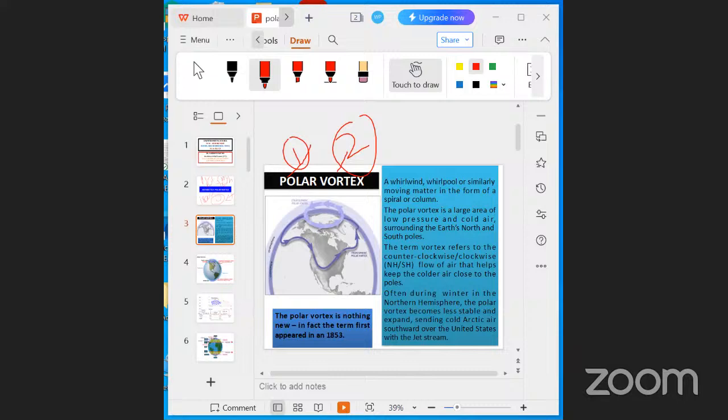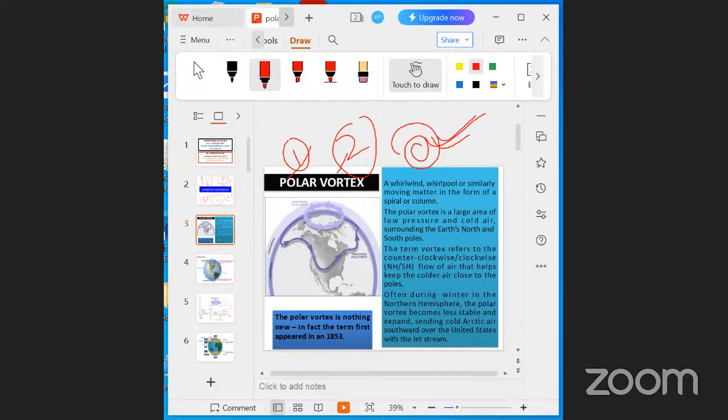Vortex is basically a whirling action, something which moves in a circular motion. For example, whenever you take lots of water in a bucket or your kitchen sink and keep whirling it, a whirl is created. This is a whirlwind or whirlpool. You can find it in your washing machine also. That is called a vortex. So a vortex is a whirling action.